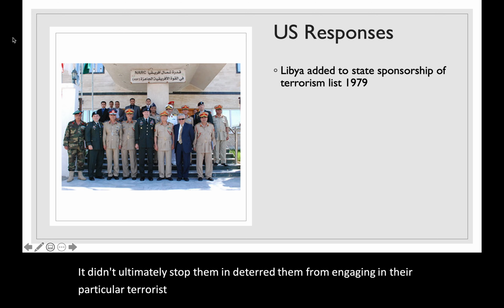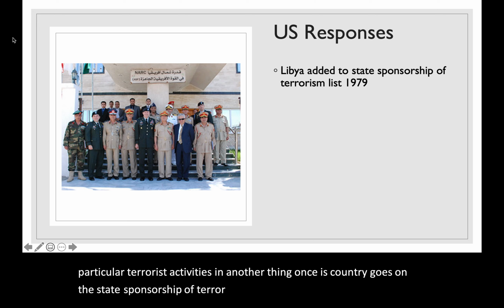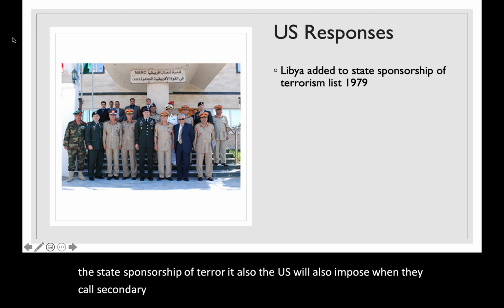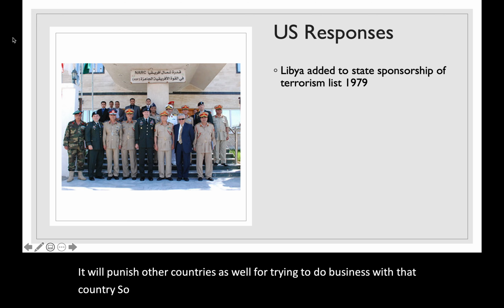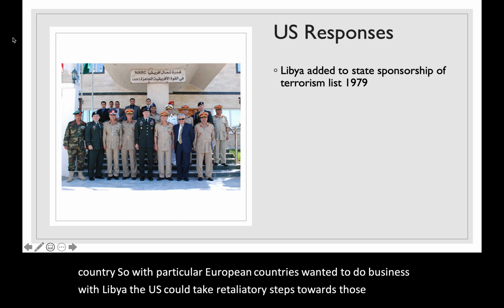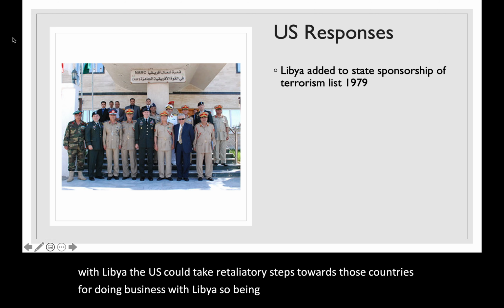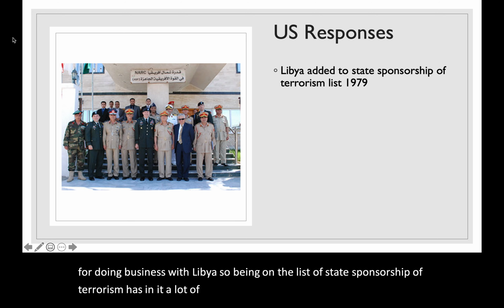And another thing, once a country goes on the state sponsorship of terror list, the U.S. will also impose what they call secondary sanctions, which punish other countries as well for trying to do business with that country. So if particular European countries wanted to do business with Libya, the U.S. could take retaliatory steps towards those countries for doing business with Libya. So being on the list of state sponsorship of terrorism has a lot of negative consequences for countries. And Iran is on this list as well.